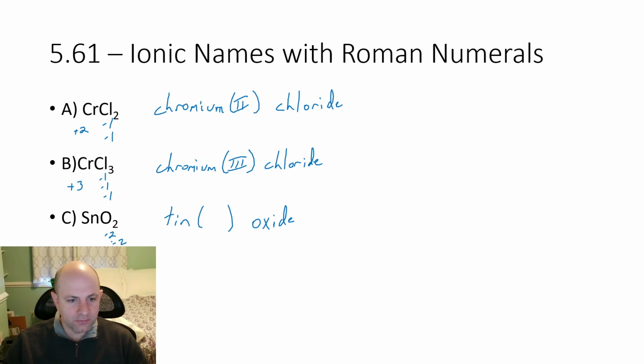Oh, but I have another -2. That adds up to -4. And so that means the tin has to be +4 to cancel it out. So that means Roman numeral 4, IV, tin 4 oxide.